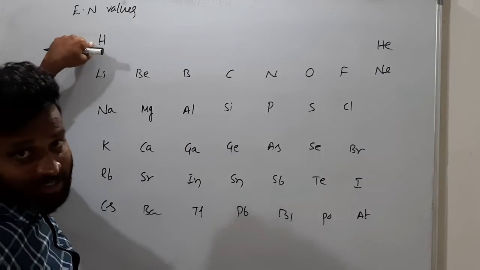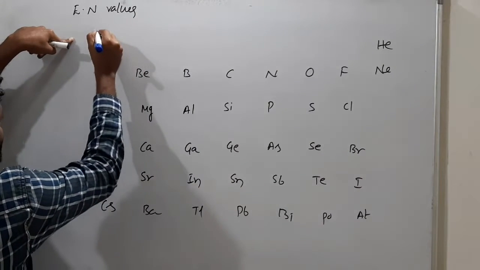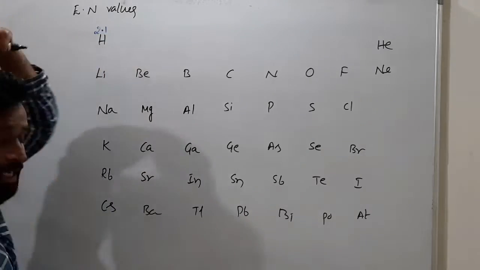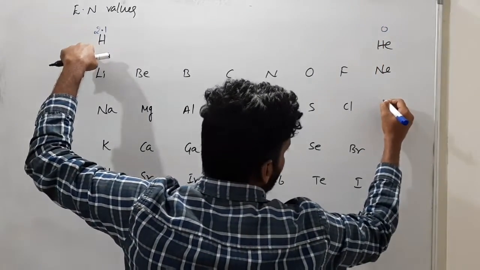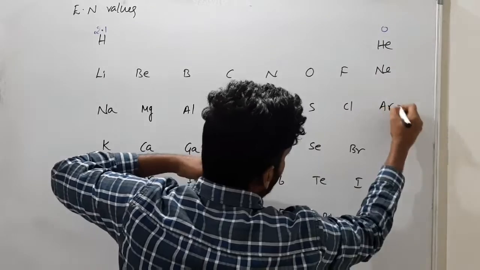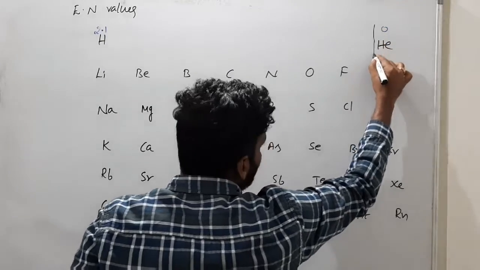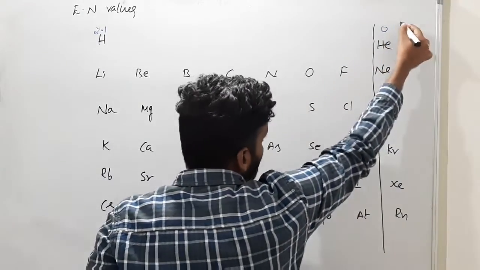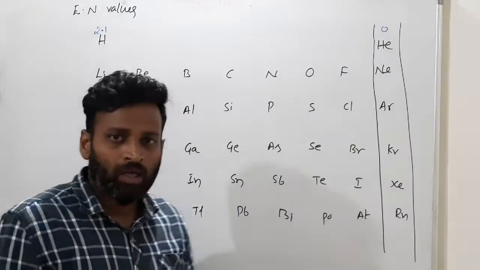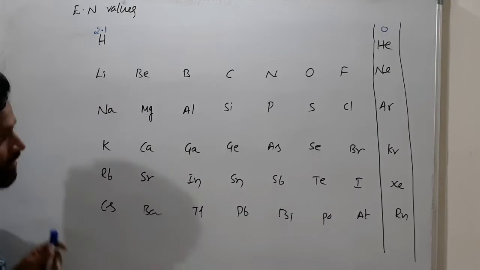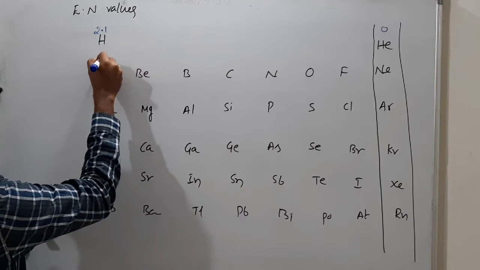Hydrogen is actually the reference atom, which has electronegativity 2.1. And helium is 0. Noble gases are 0: helium, neon, argon, krypton, xenon and radon. This group we have no need to consider. All have almost 0 electronegativity. So first take hydrogen as 2.1, and you take lithium as starting with 1.